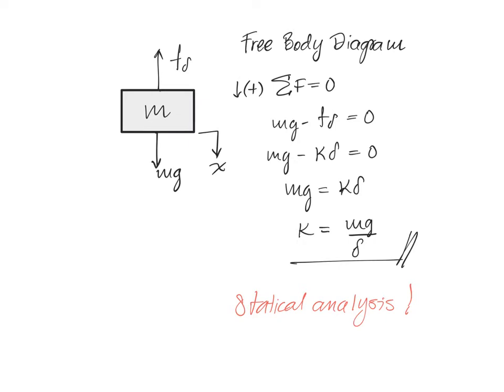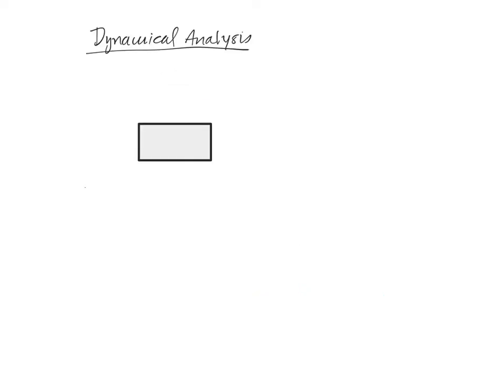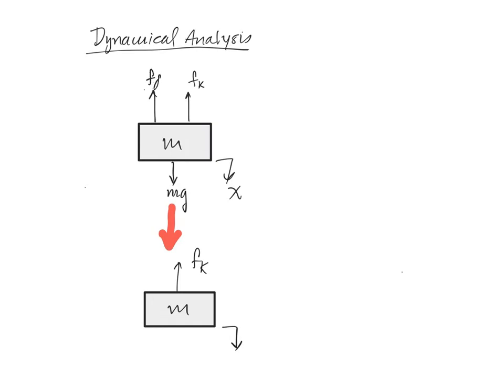We will now consider a dynamical analysis. For the dynamical analysis, we're going to use again a free body diagram. Now we have to consider that the initial deflection of the spring is compensated with the weight. Then the only force which is going to be considered is specifically the force of the spring while the mass is moving.